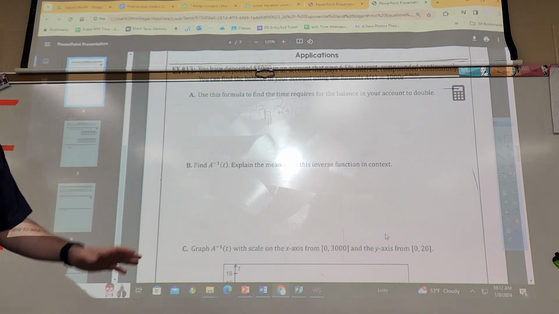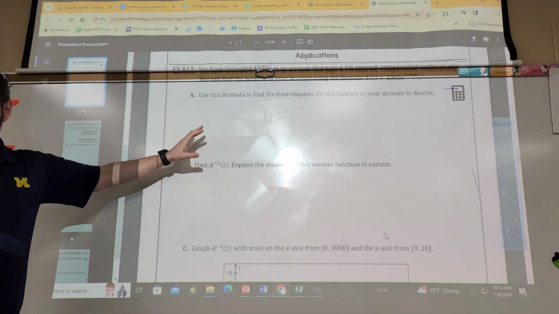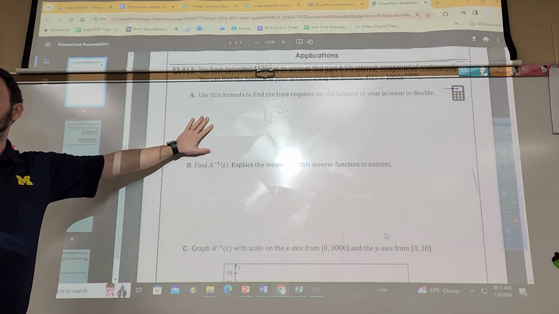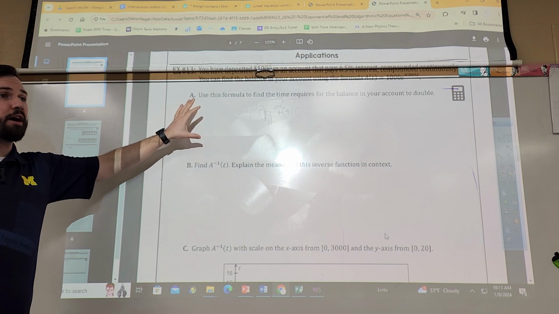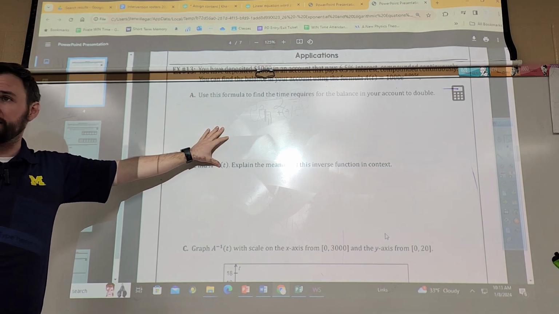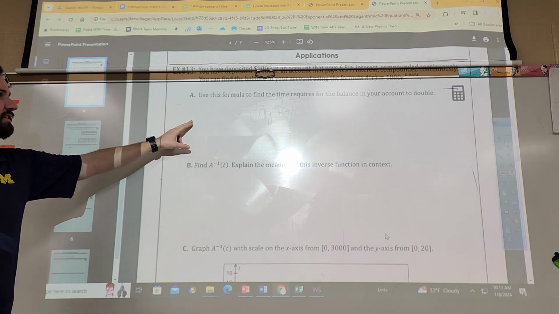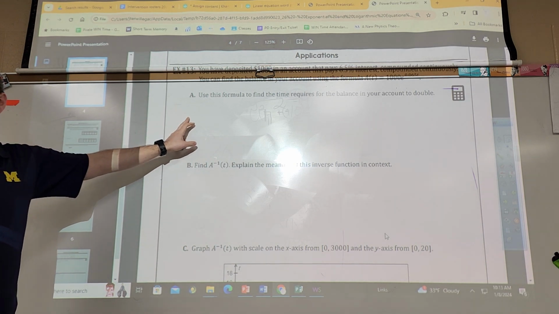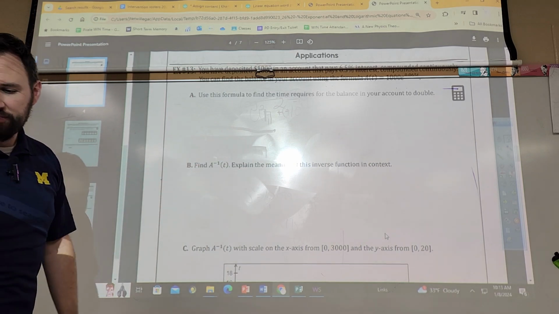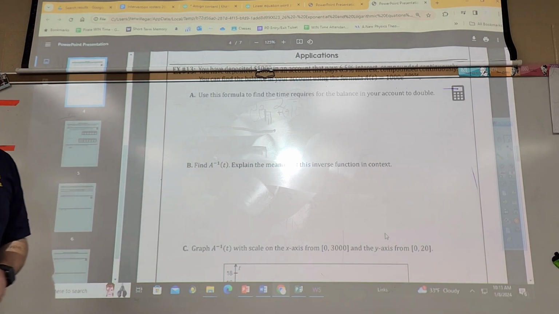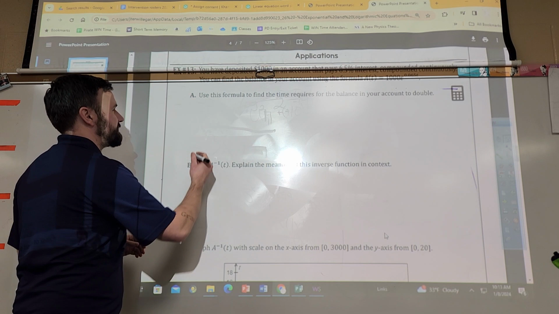All right. So we've done these problems before and we've used the calculator. Now I'm going to show you how to do these without doing second calculate intersect. This is the way I'm more familiar with doing these. So we want to know, when will our balance double? Sound good? If our balance doubles and we start at 1,000, what's double of 1,000?